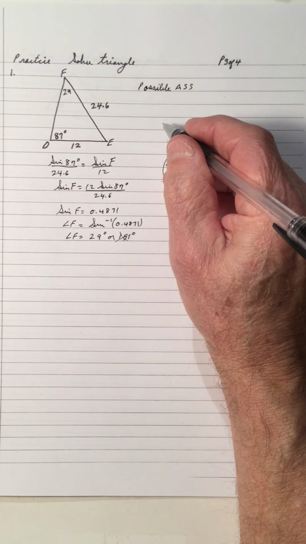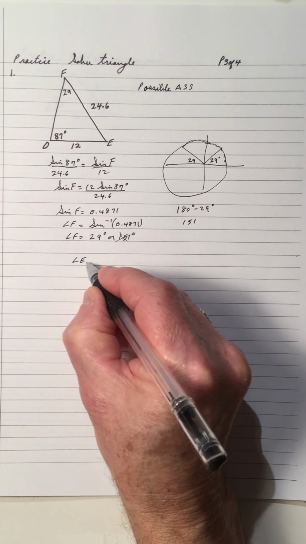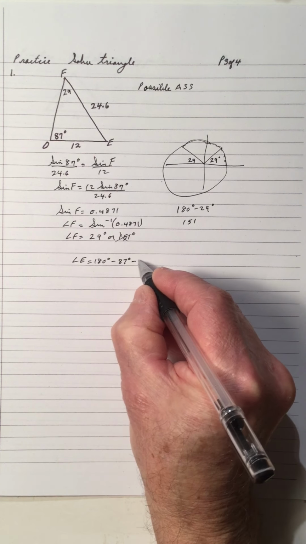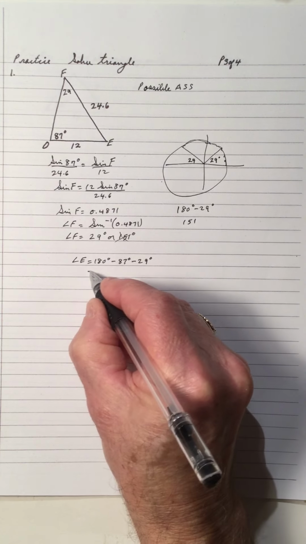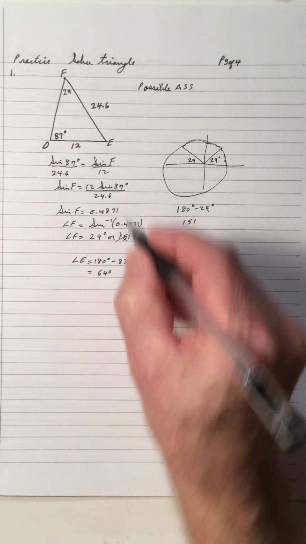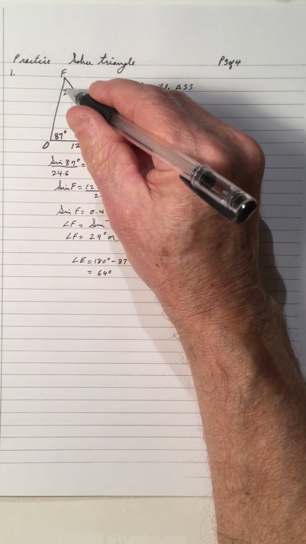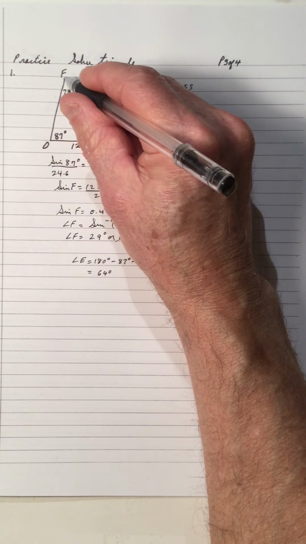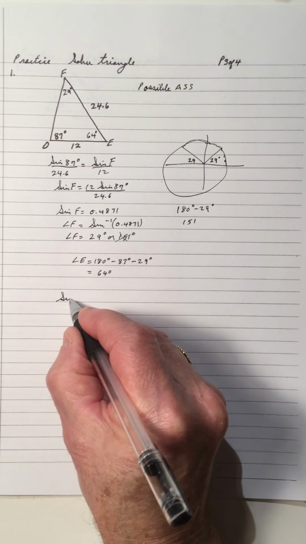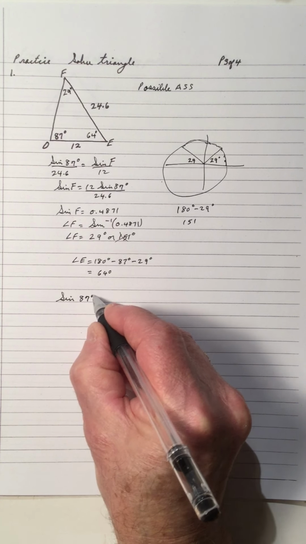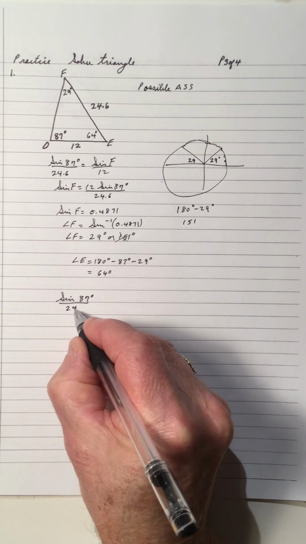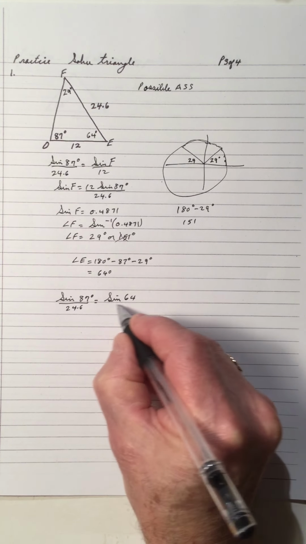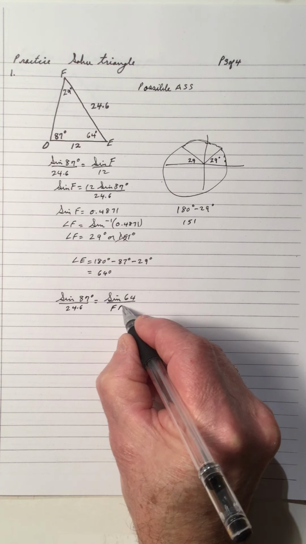Now, that means angle E is 180 minus 87 minus 29. So angle E ends up being 64 degrees. So we found angle F, found angle E, they're in degrees. So we need to get FD. So the sine of 87 degrees over 24.6 is the sine of 64 over FD.